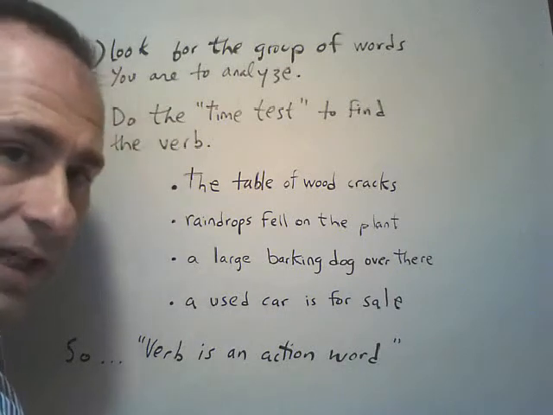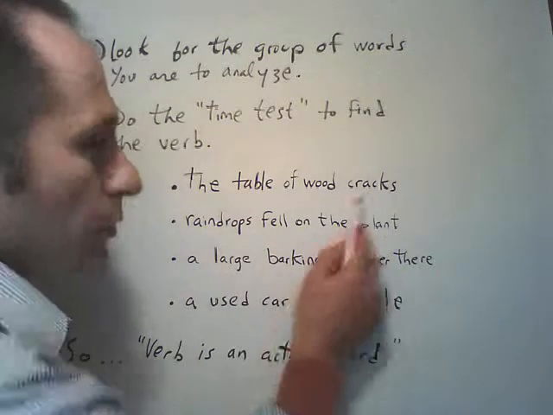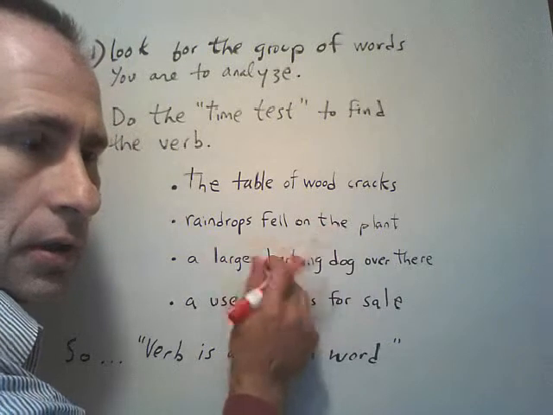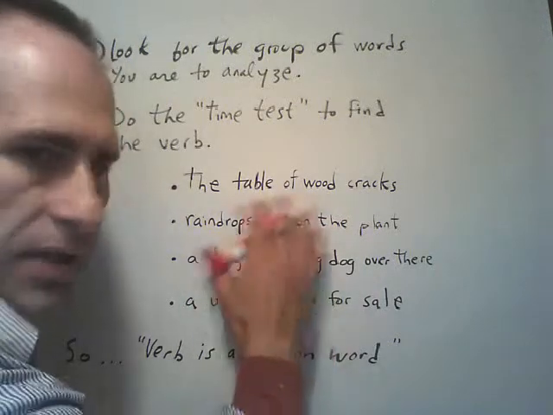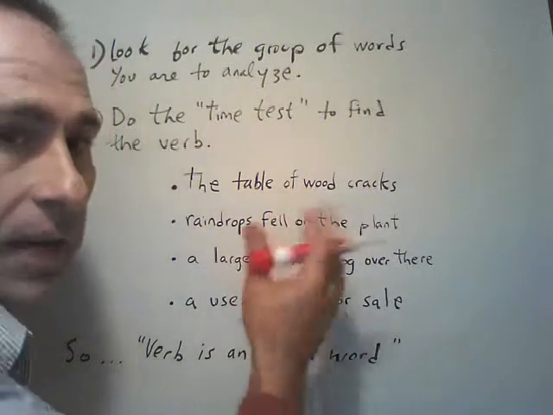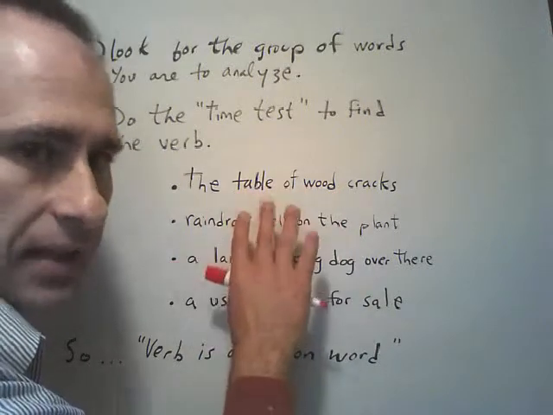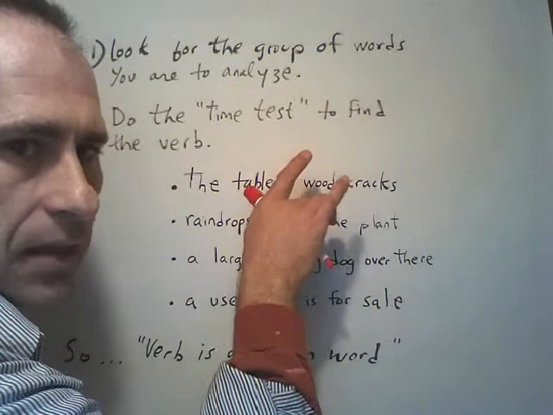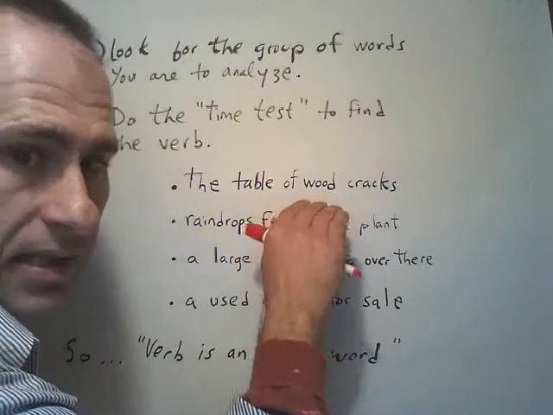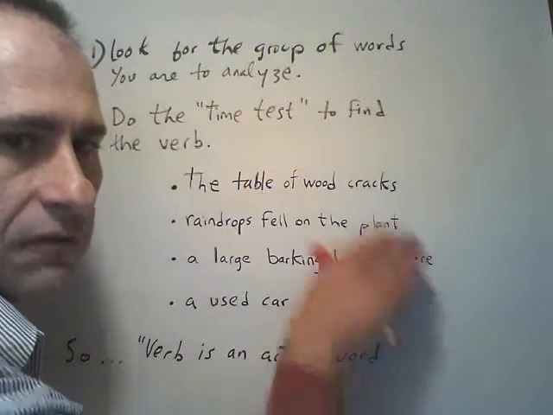The way you do the time test is to say, how would I say this group of words without adding anything, given the words I have? I might have to add a word or two, but let's not drastically change this. How would I say this if I meant it in the past, if I meant it as a present, and if I meant it to mean in the future?